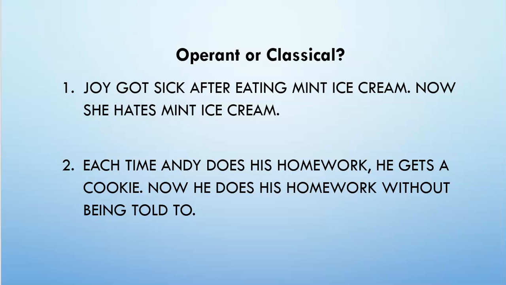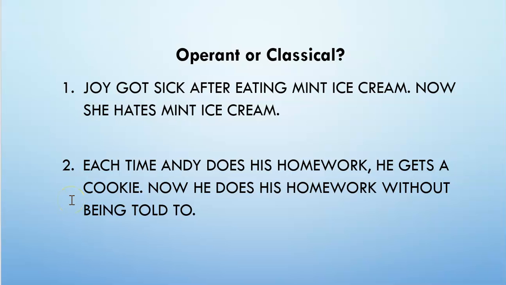So here are two examples of different types of conditioned learning. One of them is operant conditioning, and one is classical conditioning. The first example would be: Joy got sick after eating mint ice cream, and now she hates mint ice cream. Is that classical conditioning or operant conditioning? Think about that, and let's read number 2.